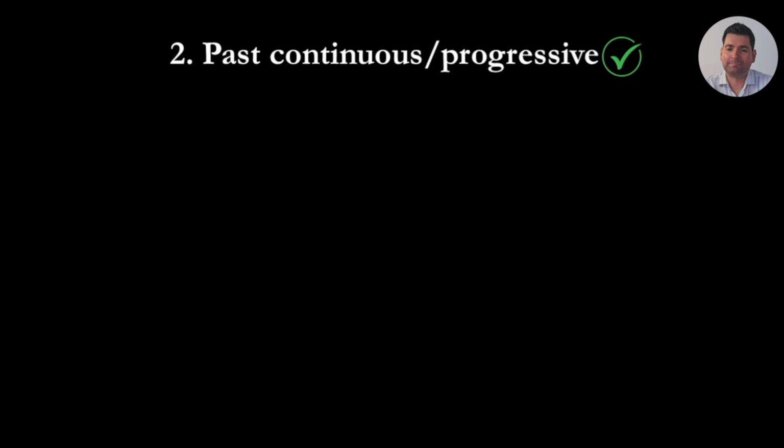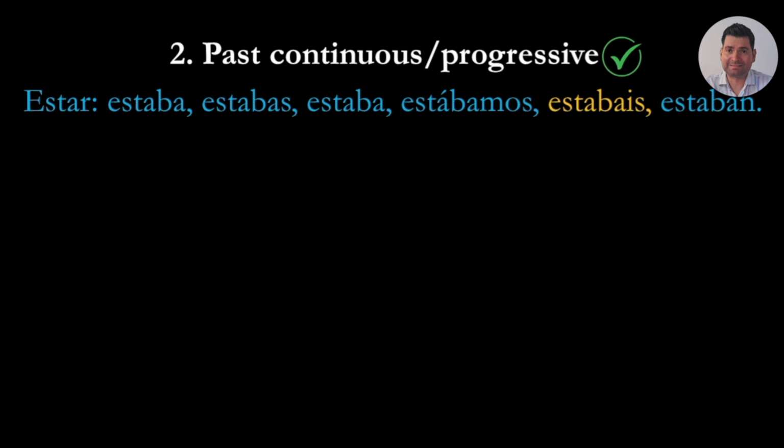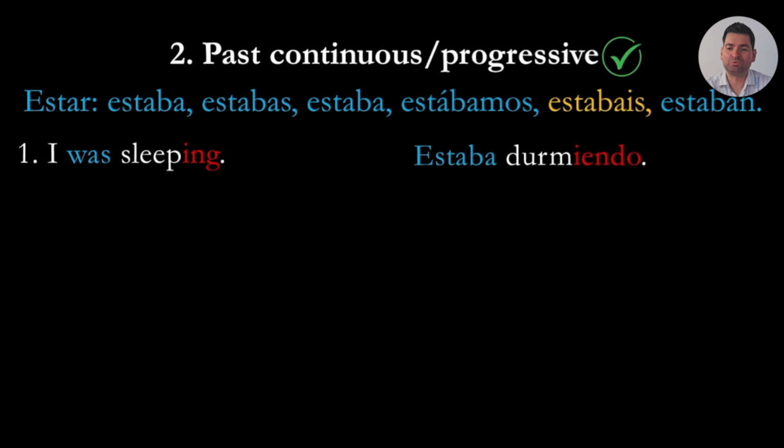Number 2, the past continuous. Here, we translate ing to ANDO y ENDO literally. Remember that the verb is estar, and the conjugation of estar in the simple past for actions in progress is estaba, estabas, estaba, estábamos, estabais in Spain, estaban. Let's practice with some examples. I was sleeping. Estaba durmiendo. Dormir is an irregular verb when you use it in the gerund form, ANDO y ENDO. So it's not dormiendo, it's durmiendo.